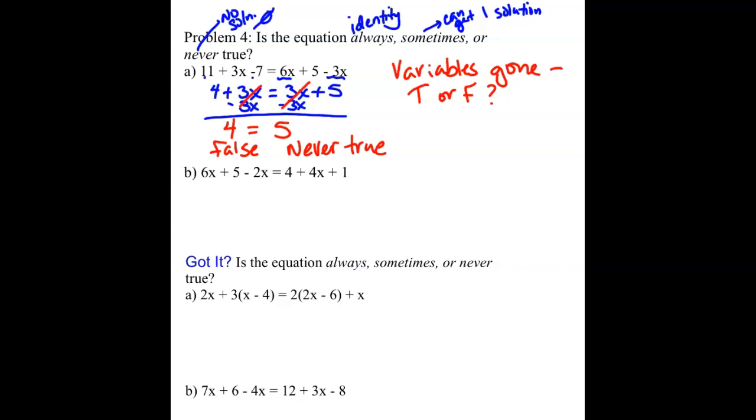Our next example, we have, again, some like terms to combine. 6x minus 2x would be 4x. On this side, we can combine our constants, the 4 and the 1, to get a 5. And now if we try to get our variables to one side, they still disappear, but we're left with the statement 5 equals 5, which is true. 5 does equal 5. That means we could have plugged any number in for x and it would always work.